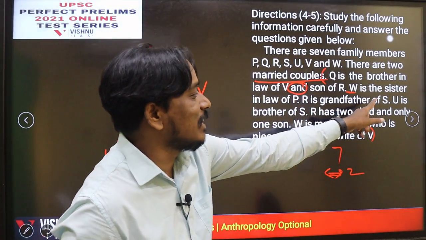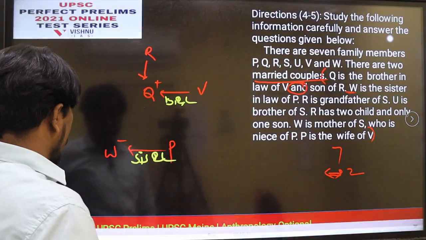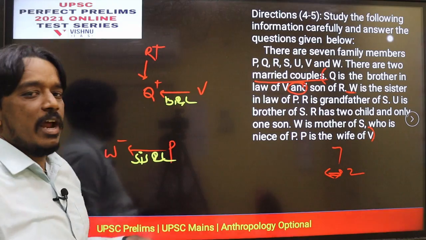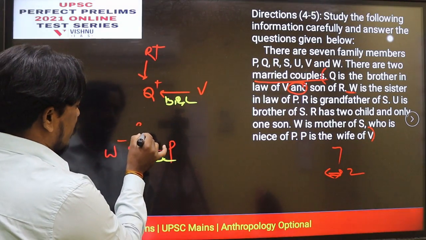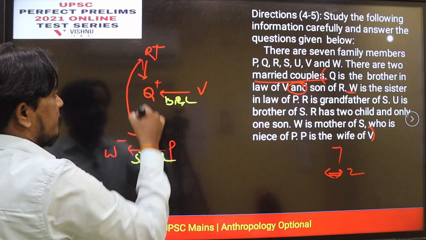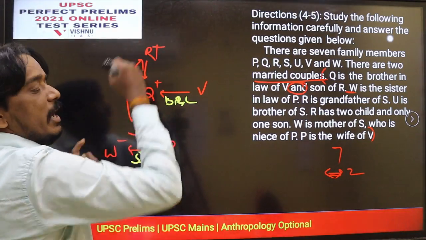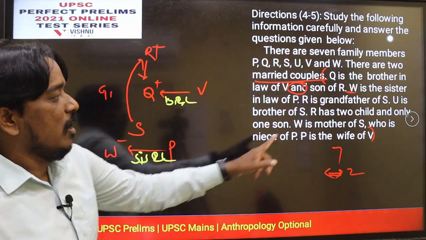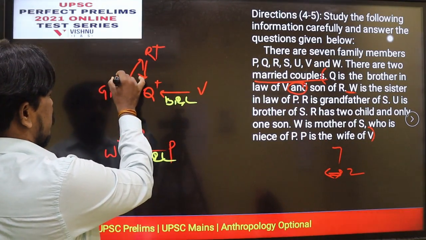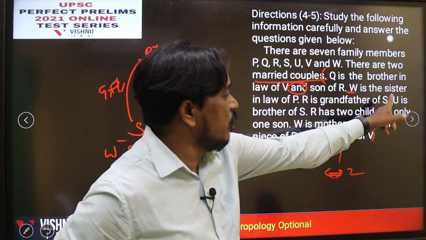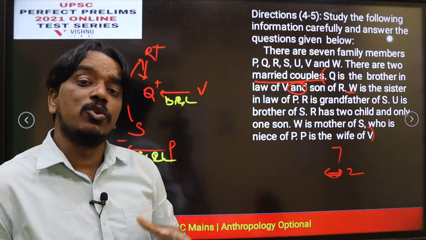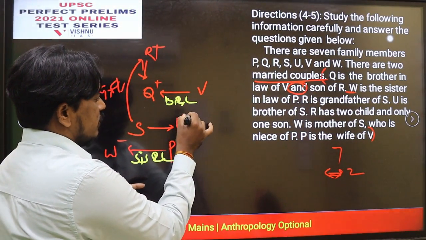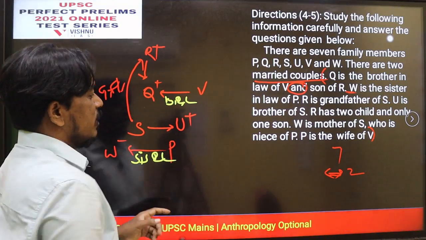Next point, R is a grandfather of S. Who is a grandfather here? R is a grandfather. Grandfather means a male. R is a grandfather of S. The generation gap should be like this: S, parent generation, grandparent. So if you want to note down, you can take grandfather. R is a grandfather. You can represent like this. R is a grandfather of S. U is a brother of S. Who is a brother here? U is a brother of S. U is brother of S, means male.